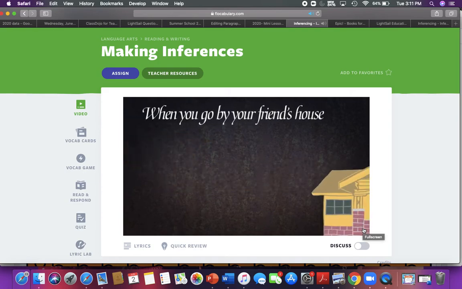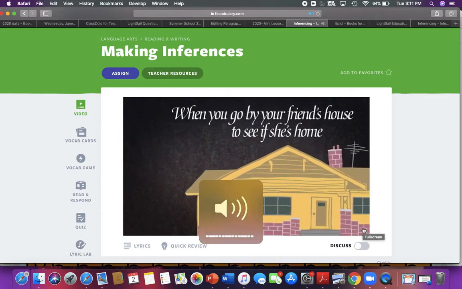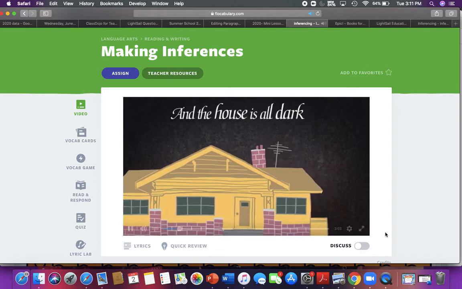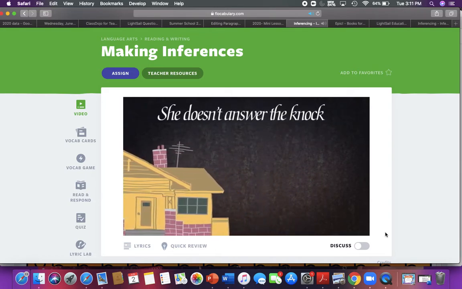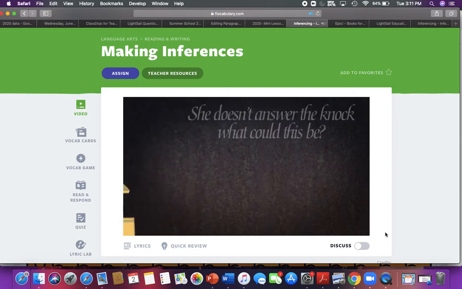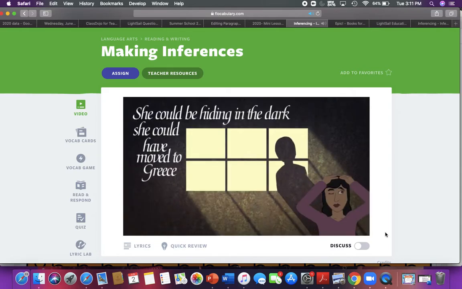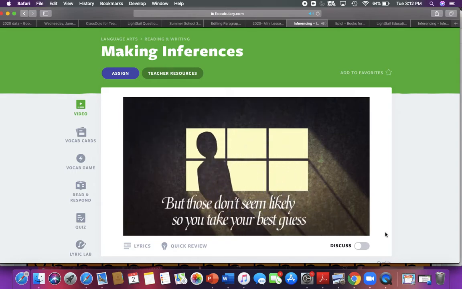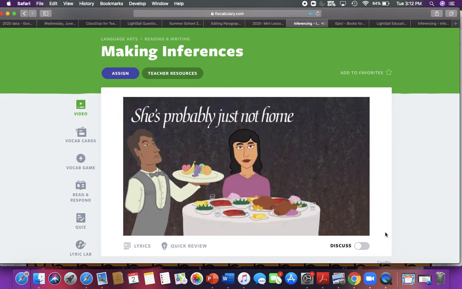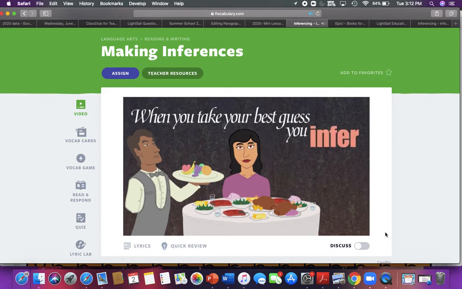Vocabulary. When you go by your friend's house to see if she's home, and the house is all dark and you don't have your phone, she doesn't answer the knock. What could this be? She could be hiding in the dark. She could have moved to Greece, but those don't seem likely. So you take your best guess. She's probably just not home. No need to stress. When you take your best guess, you infer.